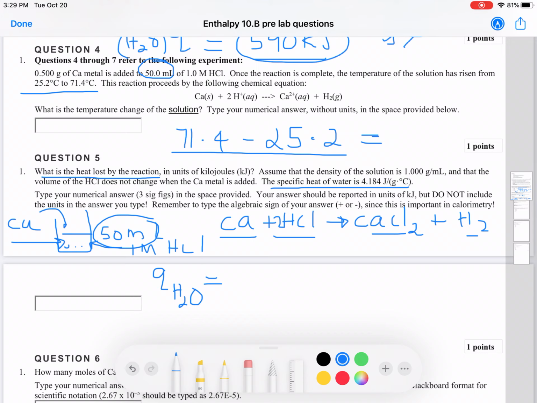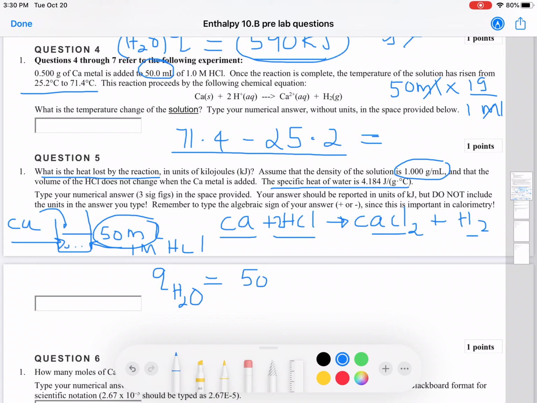Mass of the water is 50 grams. Why 50 grams? Because we are given 50 milliliters. The density of the solution is given as 1 gram per milliliter. So 50 milliliters you can easily convert to grams, using the density of 1 gram per milliliter. Since it's 1, basically 50 milliliters is the same as 50 grams.